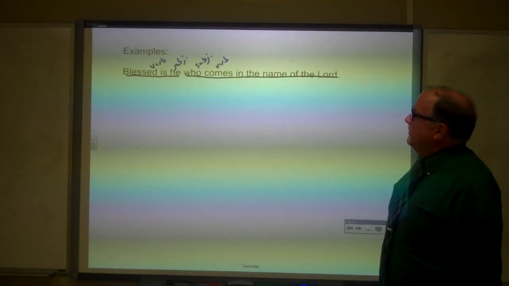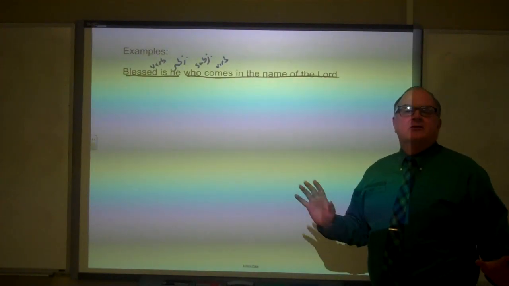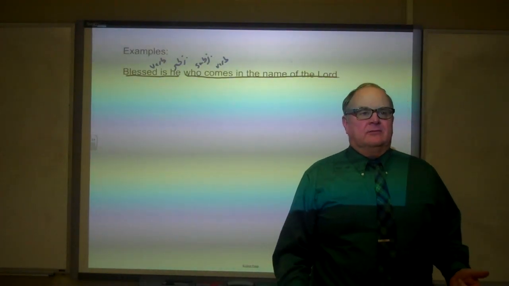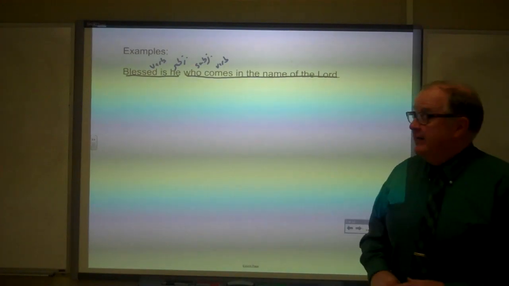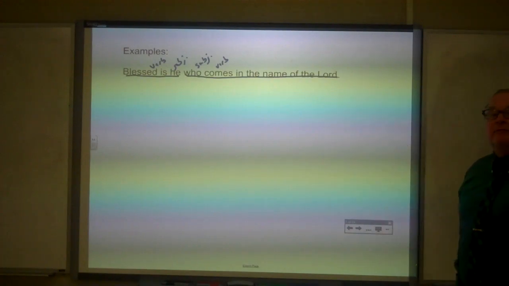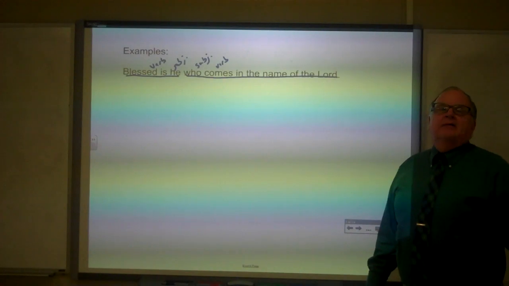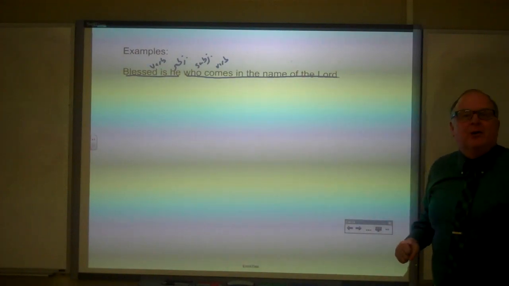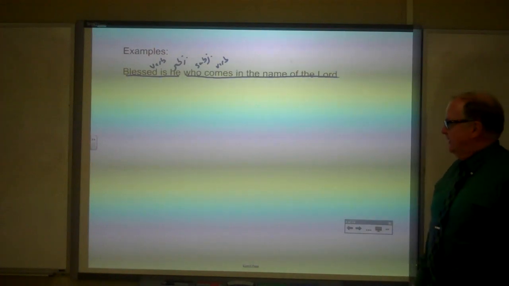So, here's a simple example of a sentence with two clauses. Obviously, blessed is he is the main clause. We can say that by itself, or we usually would say he is blessed, but it's the main clause. Who comes in the name of the Lord is not a complete thought by itself. It is a subordinate clause. Somebody might say, well, it begins with who, you could be asking a question. But if you're not asking a question, then it doesn't make sense by itself. It needs something else, unless you change the meaning.